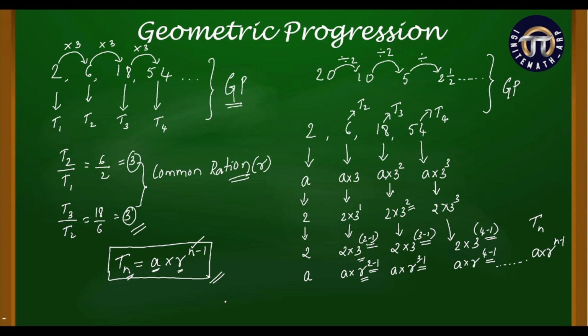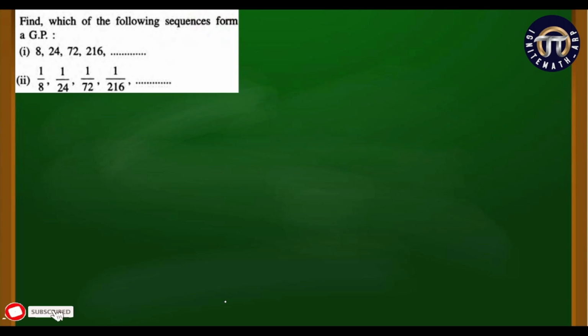Now, let me take some examples on the same concept. Find which of the following sequences form a GP. So they have given you some sequences over here. I need to check whether they form a GP or not. Okay, let me take the first one over here. 8, 24, 72, 216. It continues like that. So now here this one is T1 and this is T2, this is T3 and this is term number 4.